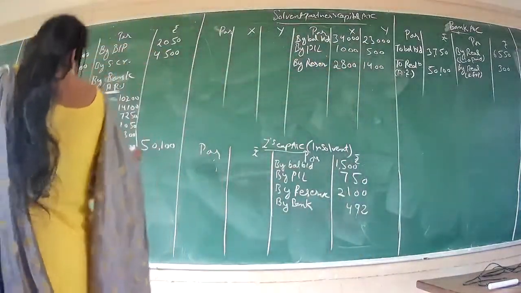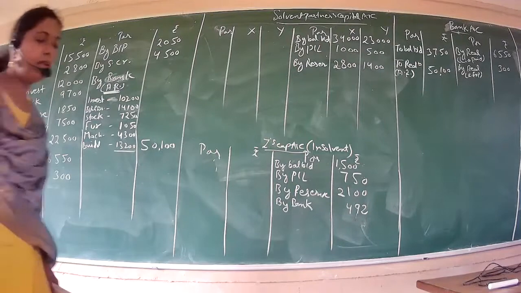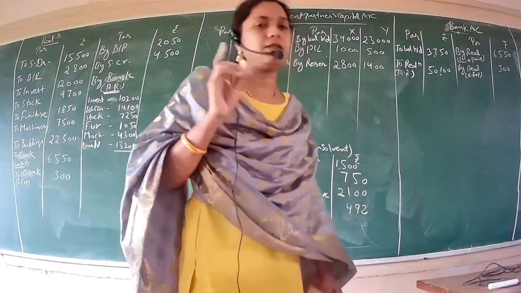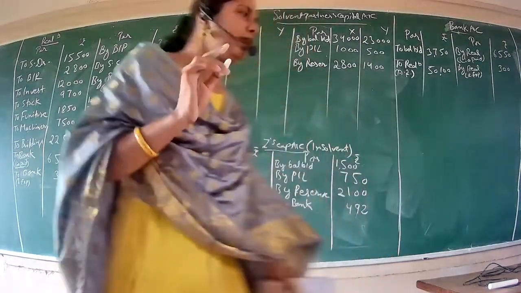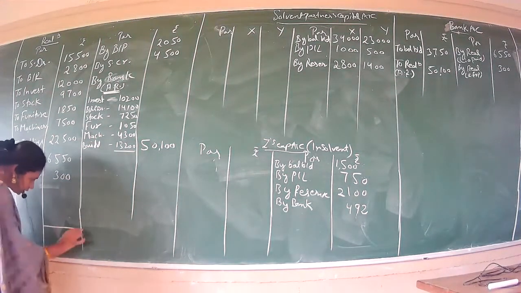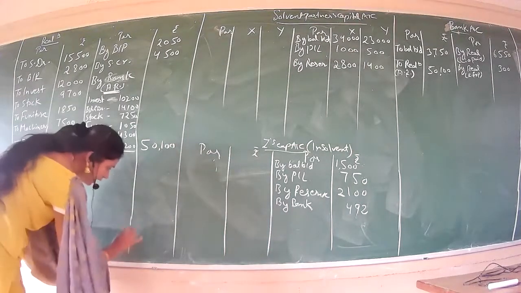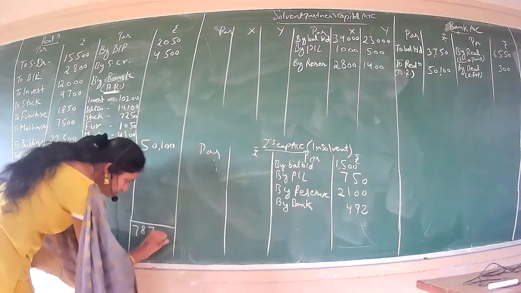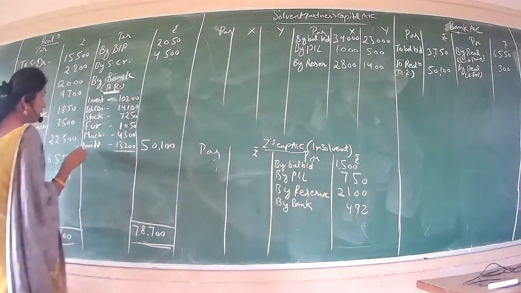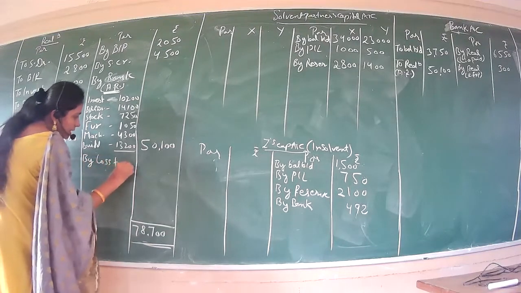Now we have to close first the realization account, to find out whether on realization we are getting profit or loss. So when we make the total, we'll have the total on the debit side only greater, that is 78,700. 78,700 on both sides, and we'll have a shortage on the credit side, which means we have the loss. So we'll make the entry by loss transferred.